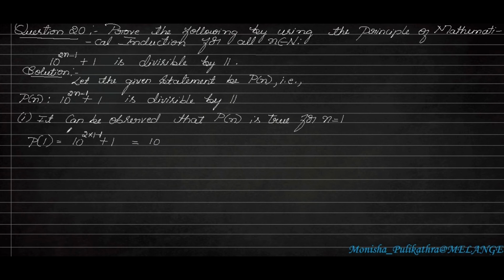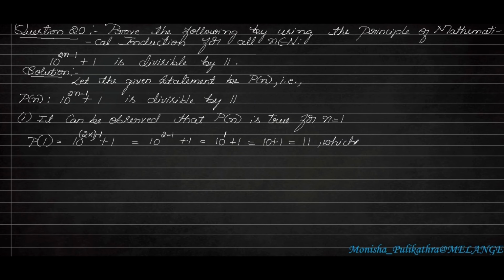So 10 to the power of 2 into 1 is 2, and one more thing, minus 1 is there. So 2 minus 1 plus 1, that is 10 to the power of 2 minus 1, which is 10 to the power of 1, plus 1. And 10 to the power of 1 is nothing but 10 itself, and 10 plus 1 is 11. And this 11 is divisible by 11.